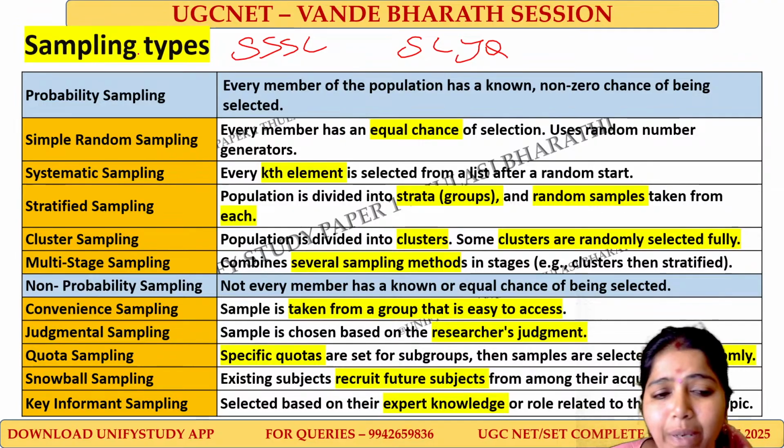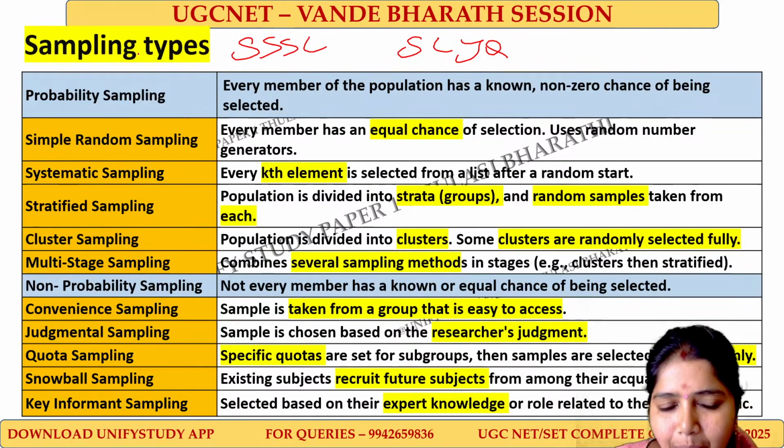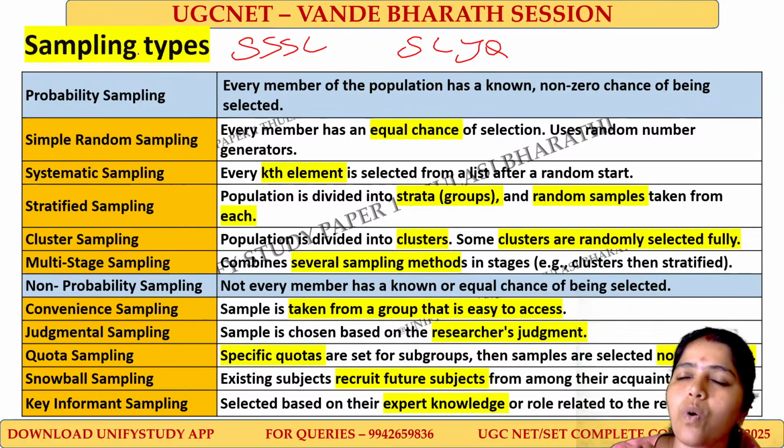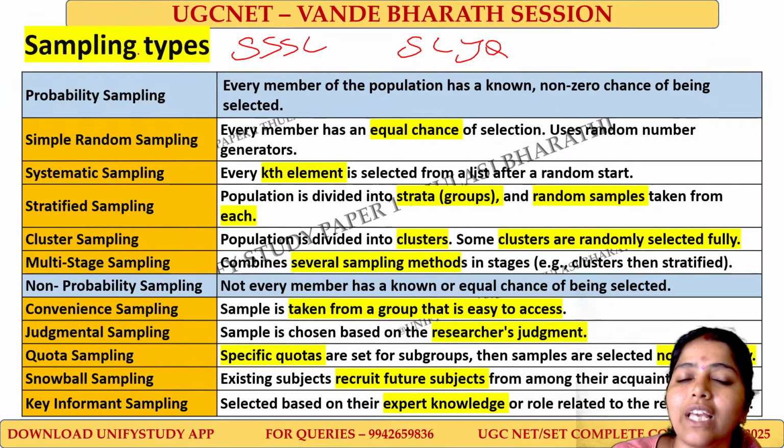Snowball sampling: through referrals, when I connect with people to collect data, it's called snowball sampling. Key informant sampling: whoever is an expert in a domain is used to do that research, and the selection is done based on that. It's called key informant sampling, and it comes under non-probability sampling.